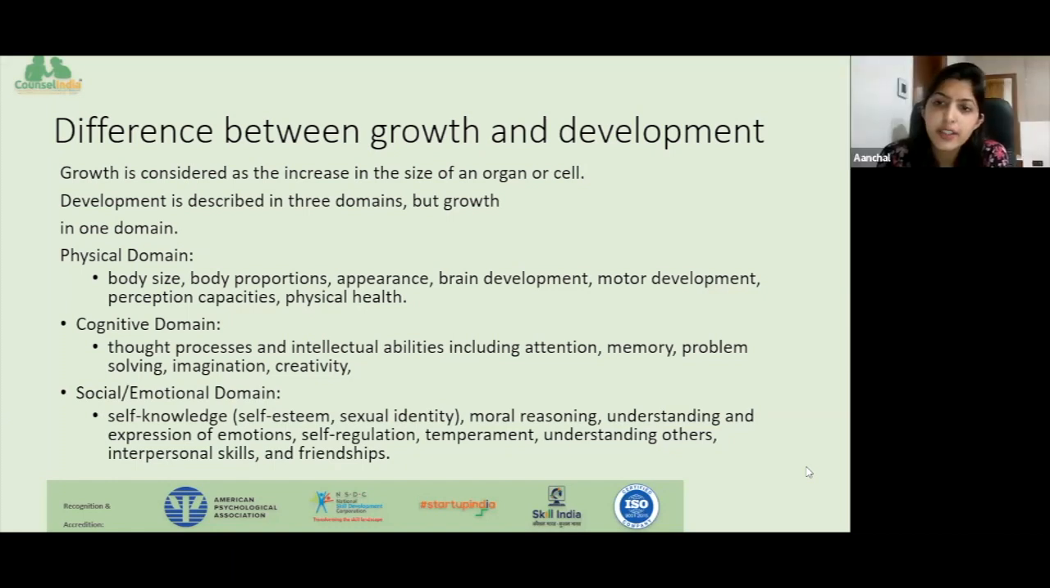Very true. Okay. Absolutely. Growth will happen, but what sort of development a person experiences will depend upon the immediate environment.